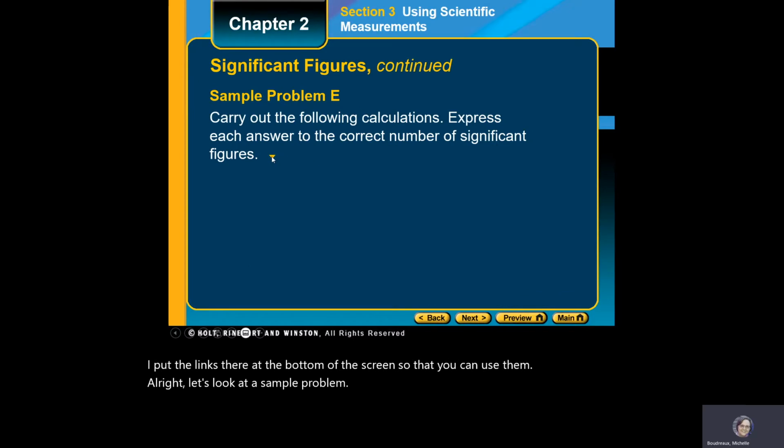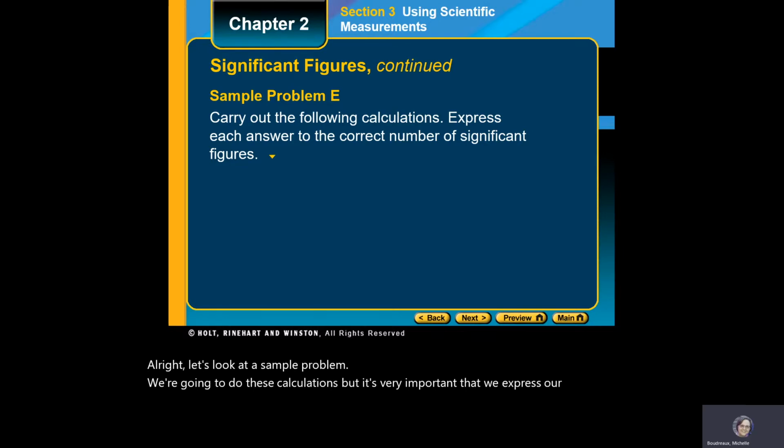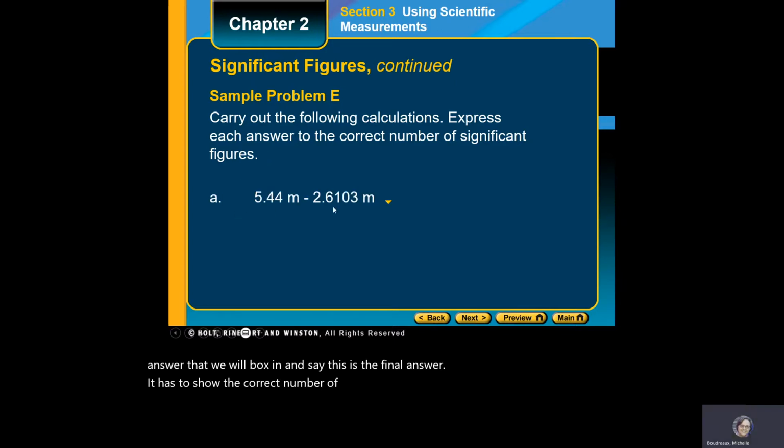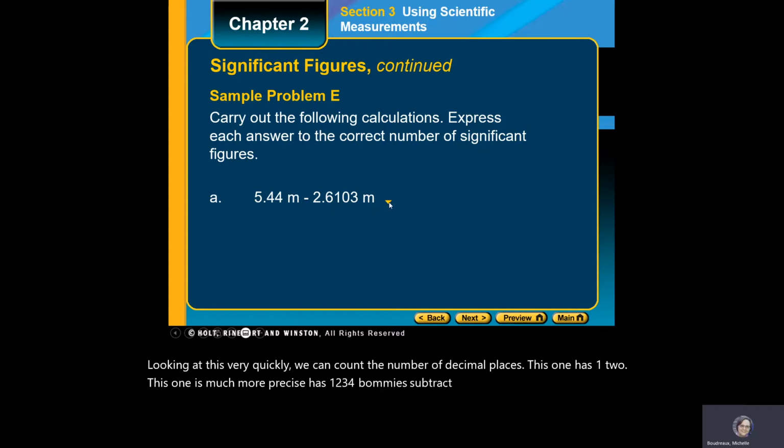All right, let's look at a sample problem. We're going to do these calculations, but it's very important that when we express our answer, the answer that we will box in and say this is the final answer, it has to show the correct number of sig figs. So here's one: 5.44 meters minus 2.6103 meters. Looking at this very quickly, we can count the number of decimal places. This one has 1, 2. This one is much more precise, has 1, 2, 3, 4. But when we subtract them, our final answer can only have 2 decimal places.